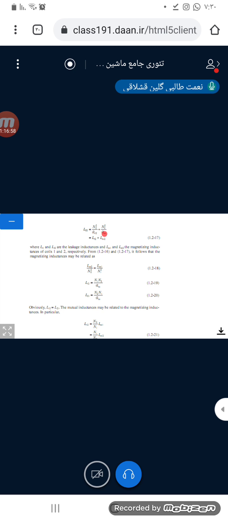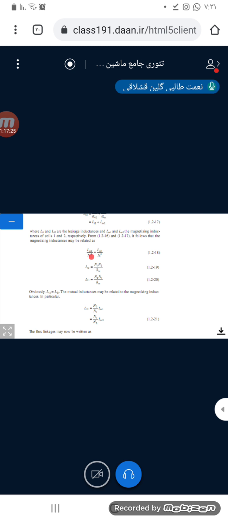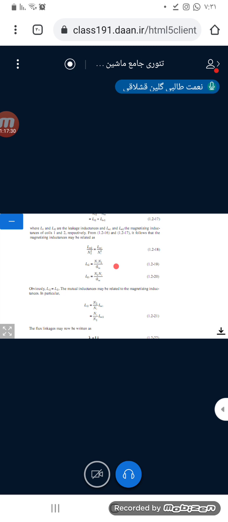If you find R, the reluctance of the magnetic circuit, from these two parts, this equation and the previous equation, we can write this one. And this is very important: LM1 over LM2 equals N1 over N2 squared. This means that these two inductances have a constant relationship. It depends on the turns ratio of this circuit.